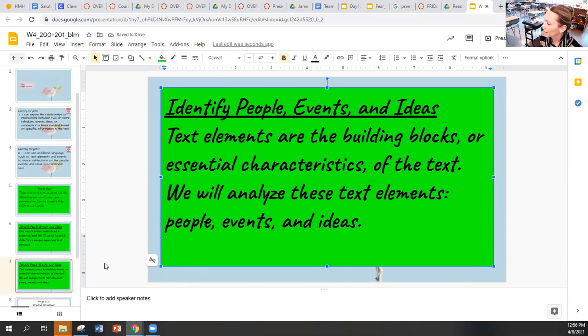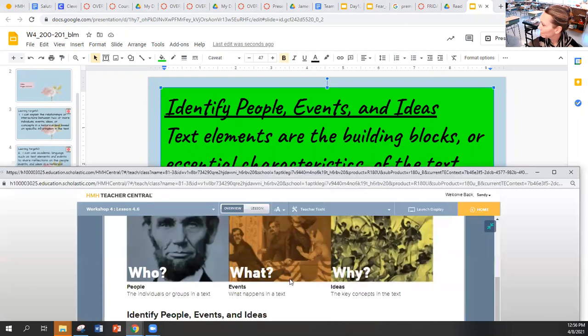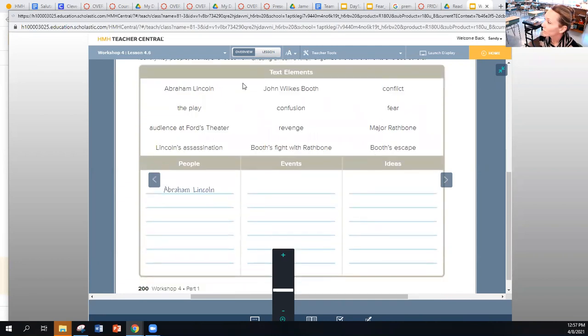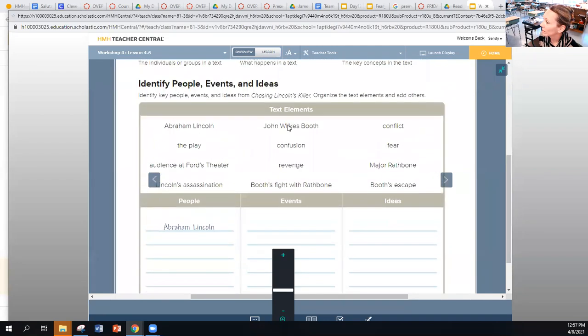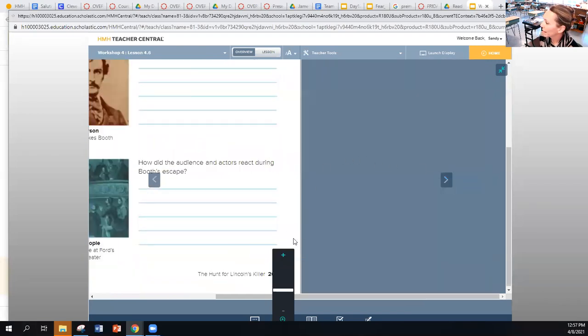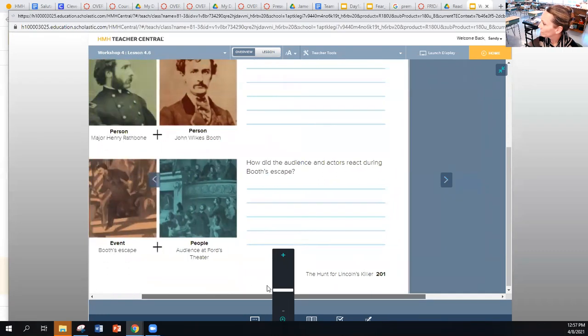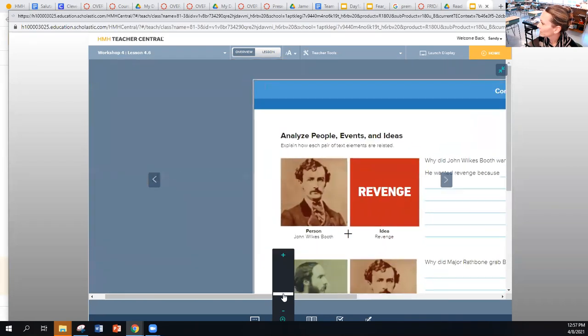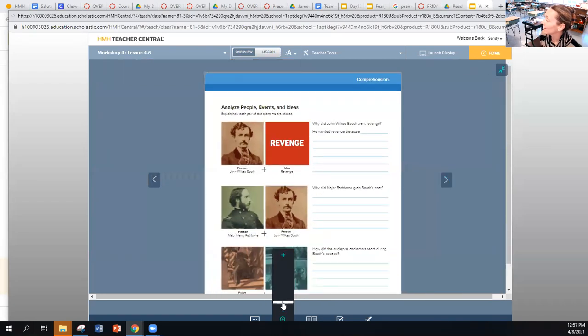Okay, so let me get the bottom up. So on page 200, identify key people, events, and ideas from Chasing Lincoln's Killer. Organize them at the bottom. Okay, so you have all your text elements here, okay? And then plug them into the chart. On the next page, zoom over, there it is, explain how each pair of text elements are related.